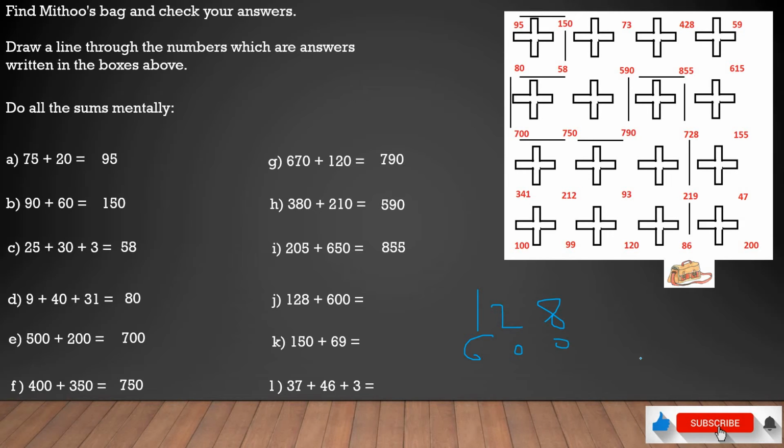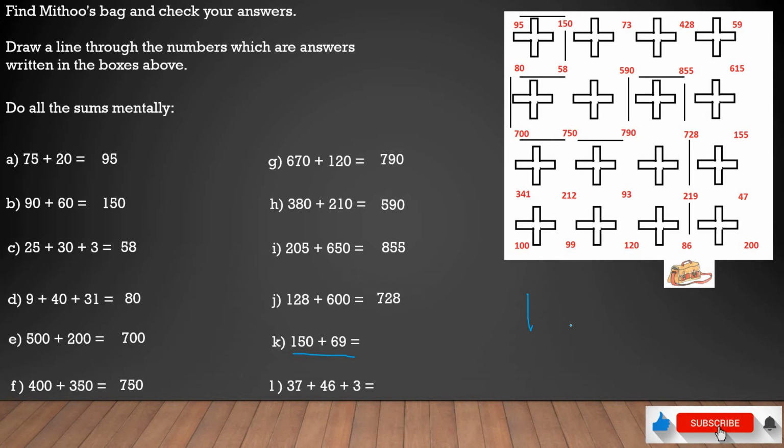Next number, 128 plus 600. If you add these two numbers together, 8 plus 0 is 8, 2 plus 0 is 2, 6 plus 1 is 7. And you can observe in the previous example also, if you are adding 8 plus 0, you are getting 8. So any number, if you add 0, you will get that number itself, right? Because 0 is nothing, so if you add nothing to any number, you will get the same number. So that's what we are doing here. So the answer to this question is 728.